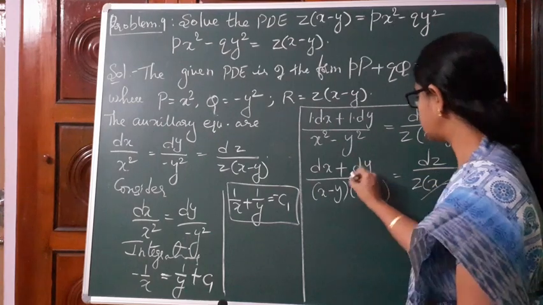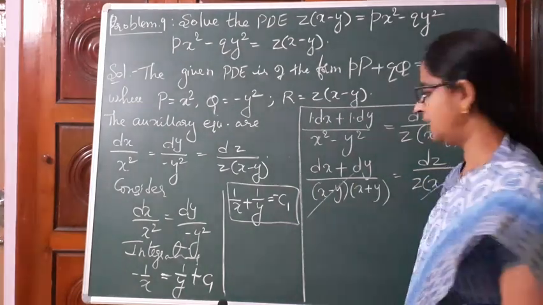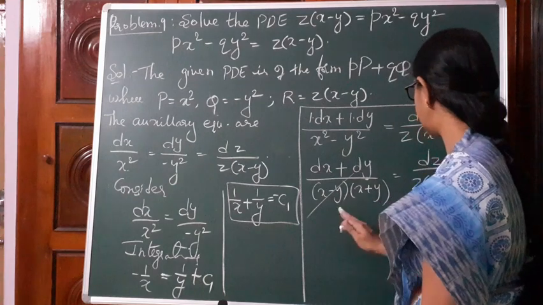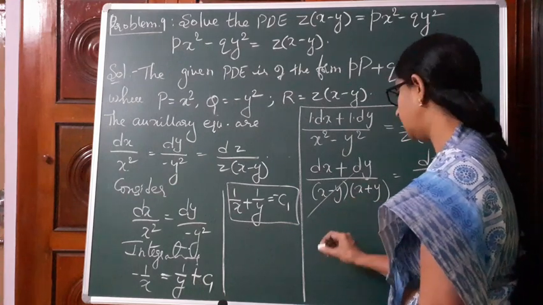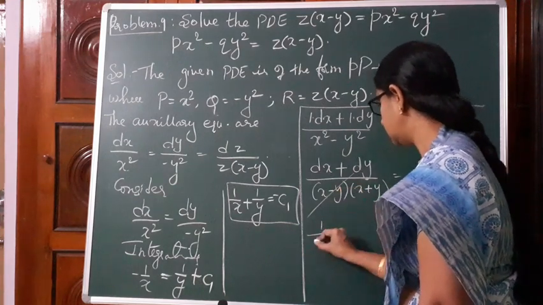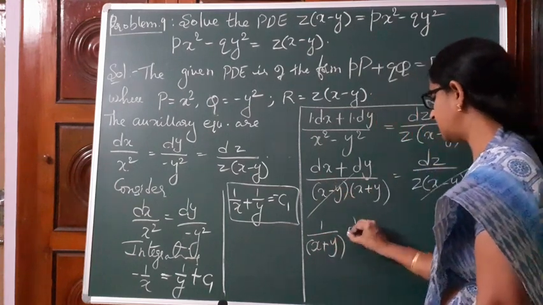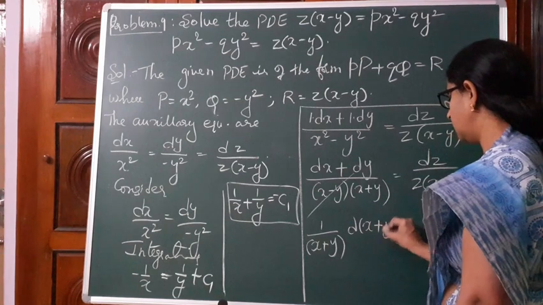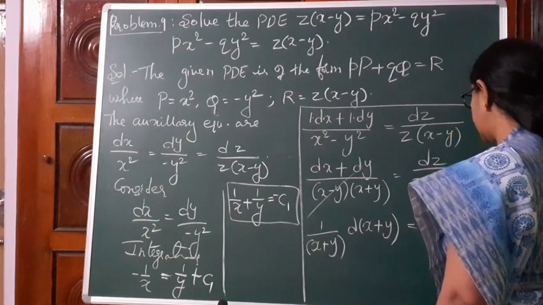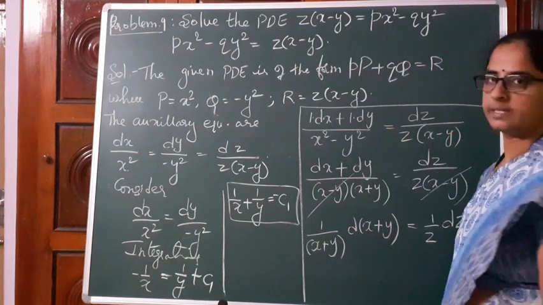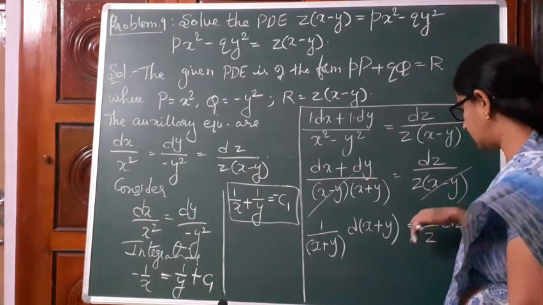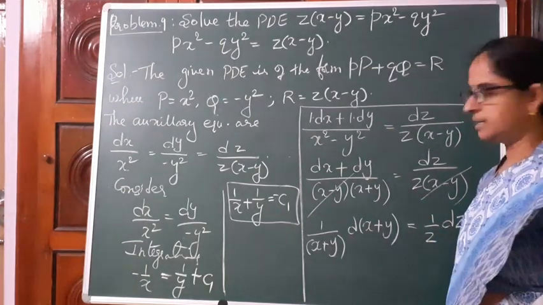So that here x minus y gets cancelled, and we have, if we cross multiply, or no need of cross multiplication, this is 1 by x plus y into dx plus dy can be written as d of x plus y is equal to 1 by z dz. X plus y turns towards one side and z turns towards the other side.